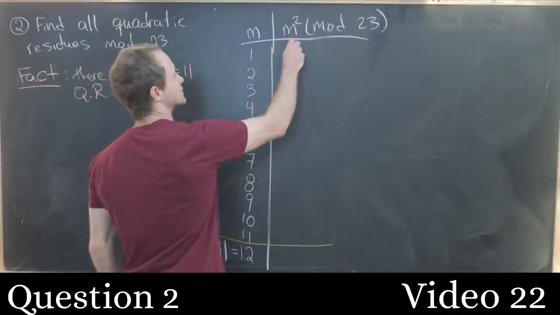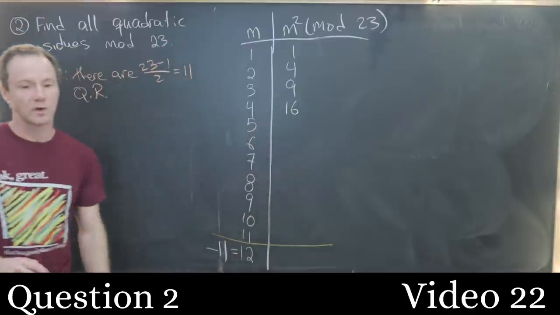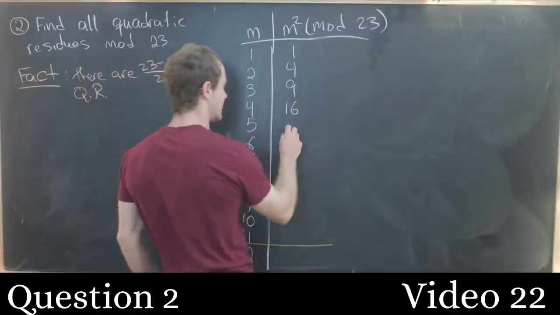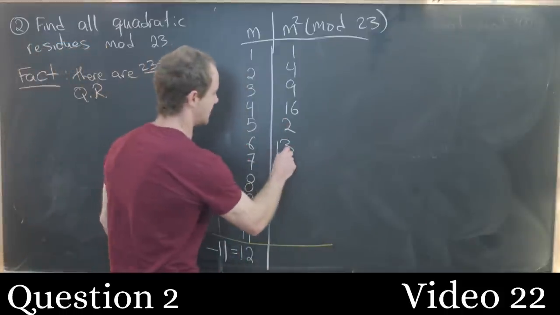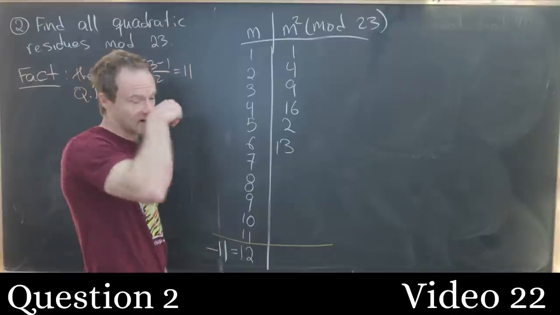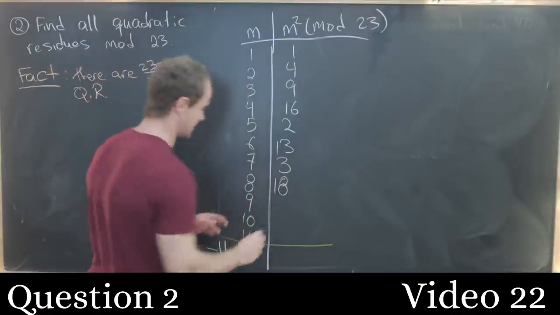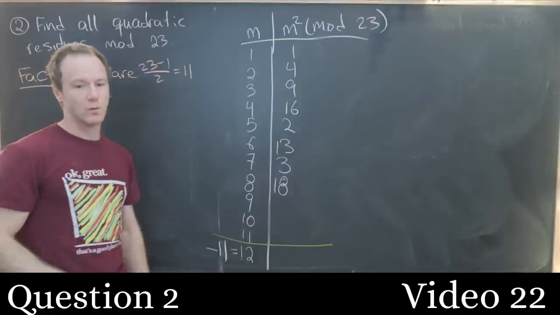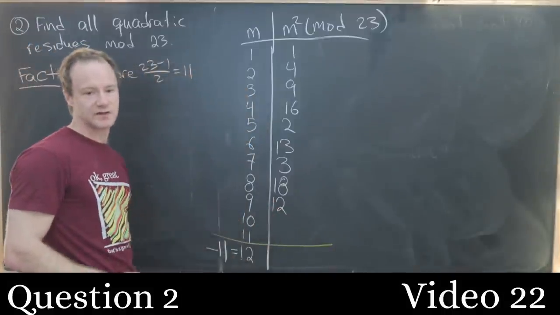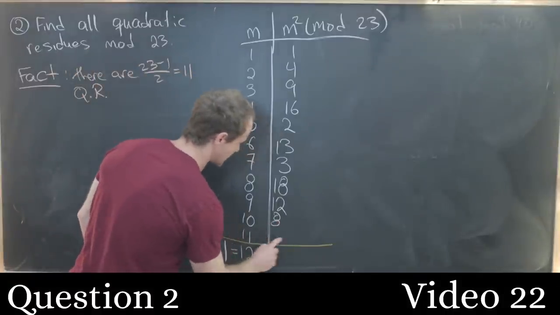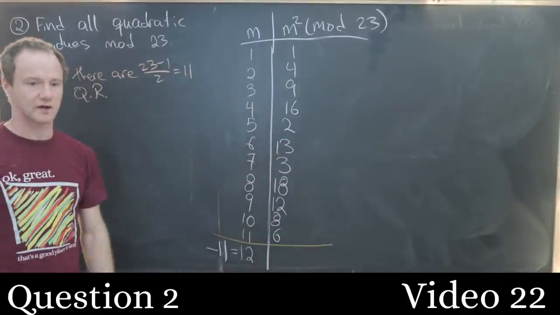So let's see. 1 squared is 1, 2 squared is 4, 3 squared is 9, 4 squared is 16, 5 squared is 25, which is 2 mod 23. 6 squared is 36, which is 13 mod 23. 7 squared is 49, which is 3 mod 23. 8 squared is 64, which is 18 mod 23. 9 squared is 81, which is 12 mod 23. 10 squared is 100, which is 8. 11 squared is 121, which ends up being 6. So those are all our quadratic residues.